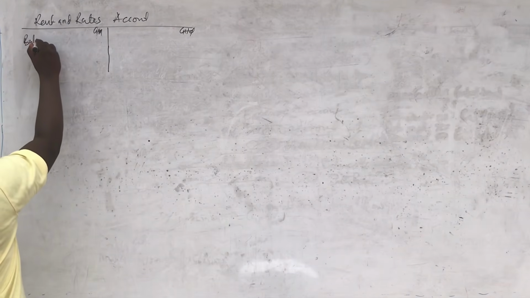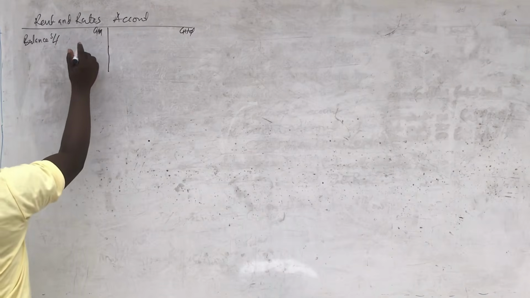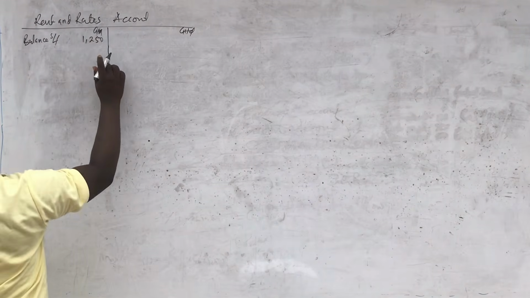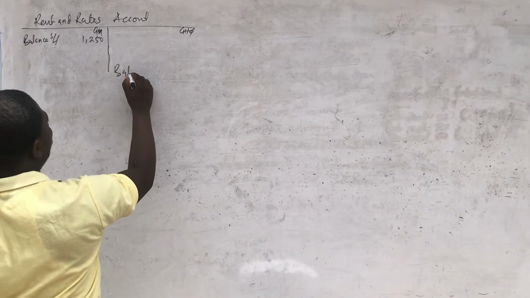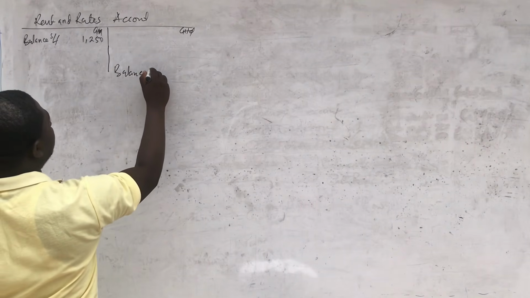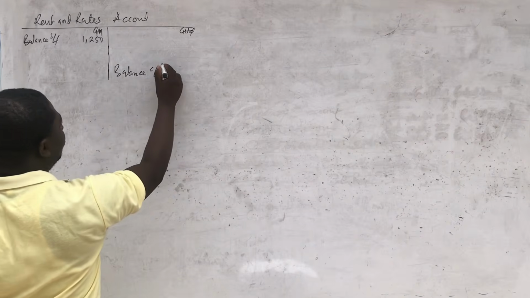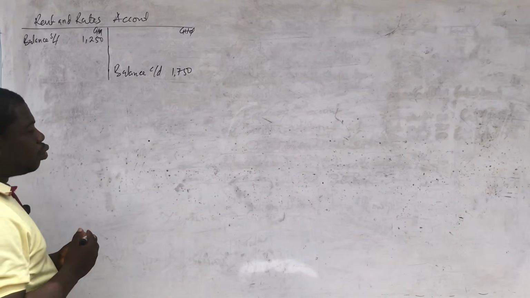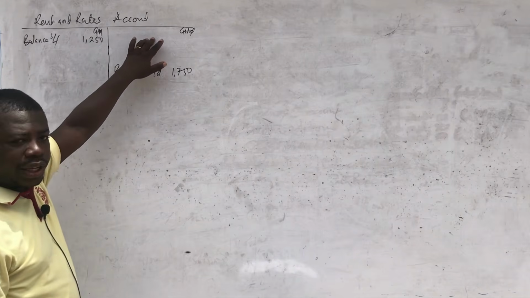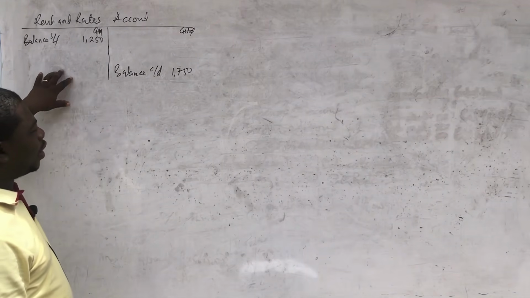So we'll have balance brought forward for prepayment to be 1,250. And then I'm leaving a space for cash. And then the difference, a balance carried down, which is also for prepayment, to be 1,750. That is what I told you. If it was an owing, it would have come here, and then the carry down would have been here.